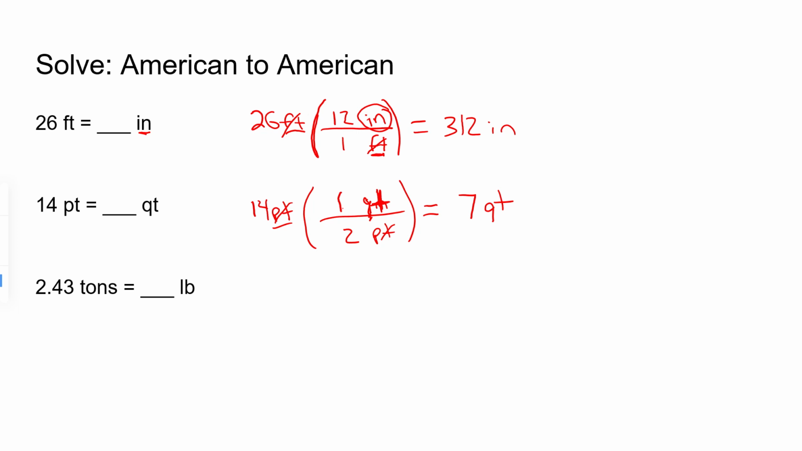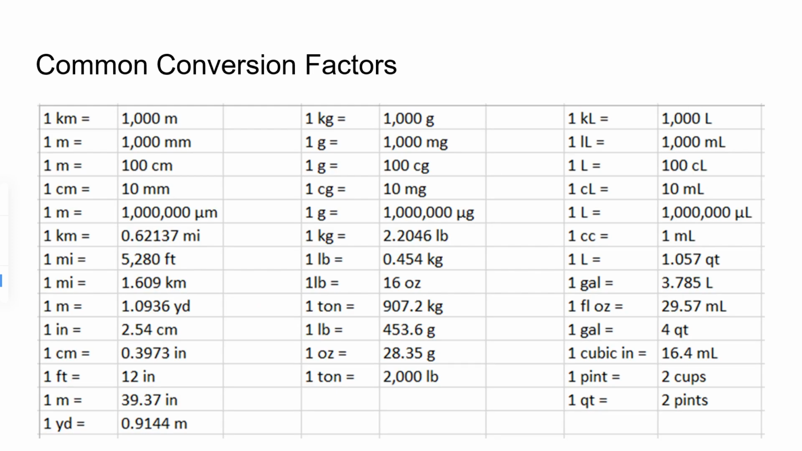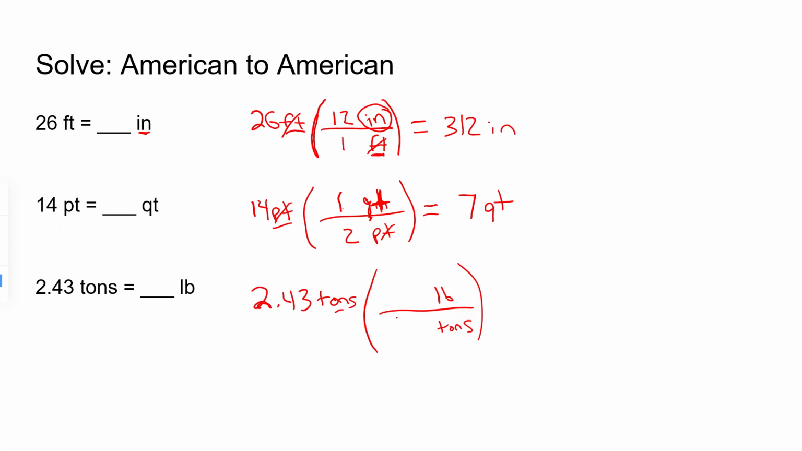Now this next one here, 2.43 tons. We got tons on the top, so we're going to put tons on the bottom, and we're converting to pounds. Now we have our conversion chart. 1 ton is equal to 2,000 pounds. So 1 ton, 2,000 pounds.